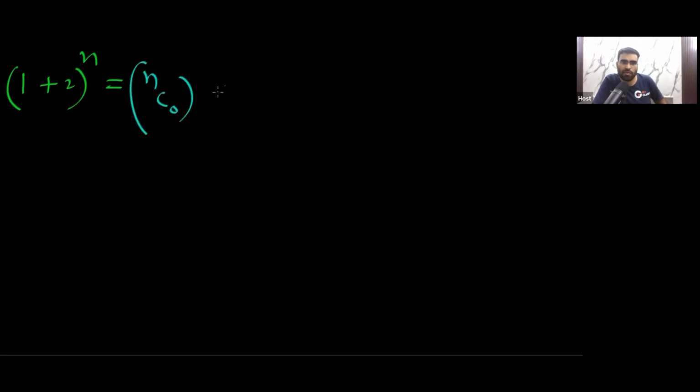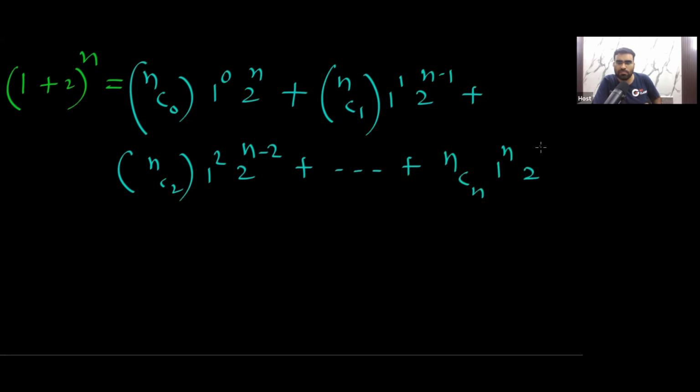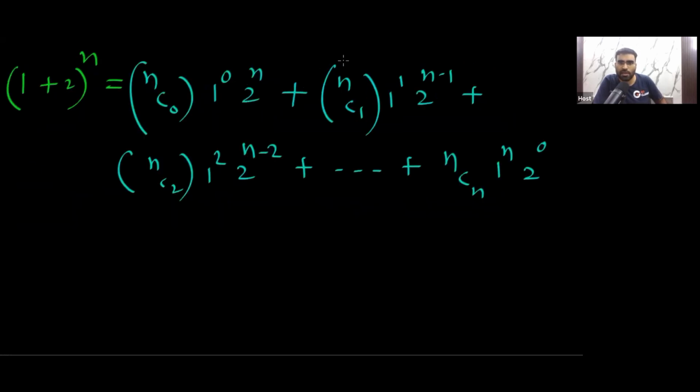nc0, 1 power 0, 2 power n. Yes or no? Plus nc1, 1 power 1, 2 power n minus 1. Agree? Okay. And so on. Plus nc2, 1 power 2, 2 power n minus 2. And so on. ncn, 1 power n, 2 power 0. Correct? Is this clear? And what do we want? We want r equal to 1 to n. R equal to 1 to n means actually this is what we want.